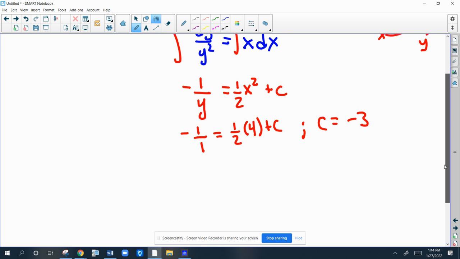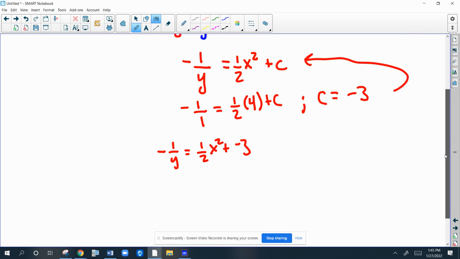So when you plug c back in, make sure you don't do any more work on this. Once you get c equals negative 3, make sure you plug it into the equation you used to find it. Plus a negative 3, or minus 3. So now we're actually going to solve for y.